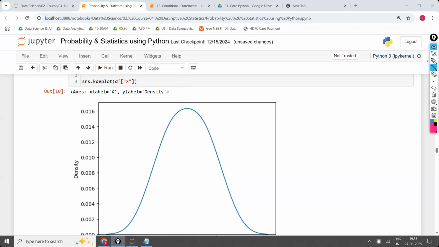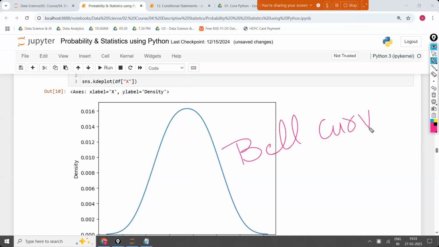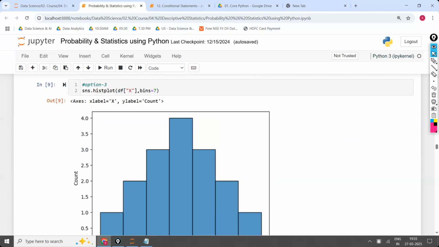This is also called a bell curve. So normal distribution data is also called bell curve distribution. Bell curve, because it is looking like a bell. Is the point clear? 4 options are clear? Done? Now, let's move on to the next one called Y column.